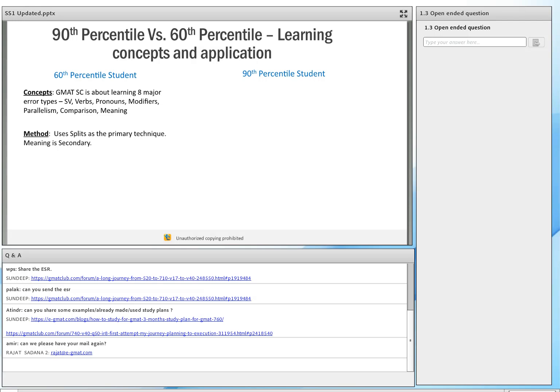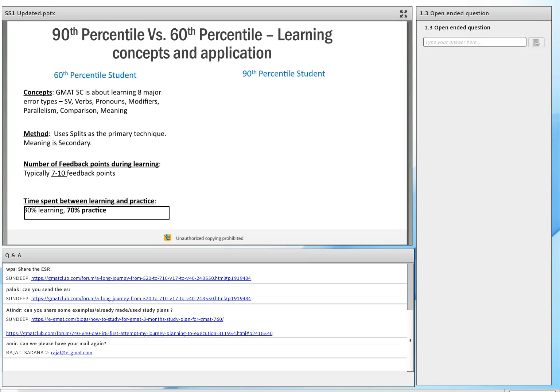The 90th percentile guy says something very different. A 60th percentile guy uses splits and only brings in meaning when needed. While learning, a 60th percentile guy gets about 7 to 10 feedback points. And of those 40 hours, a 60th percentile guy spends 30% of his time learning and 70% of his time practicing. Anyone who spent 40 hours learning GMAT SC over here, recognize this?